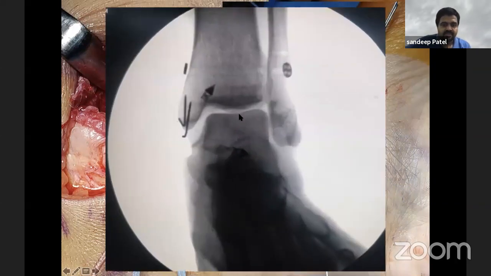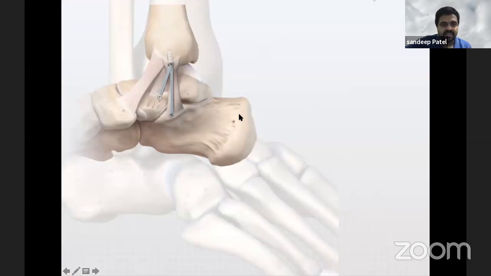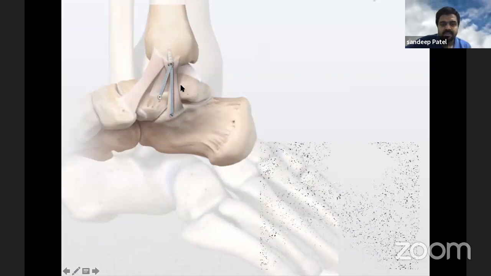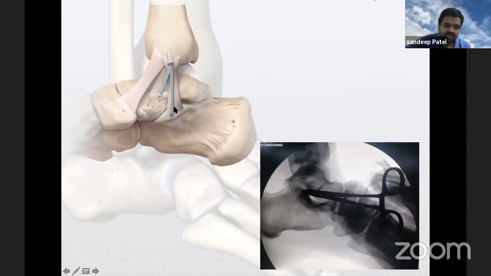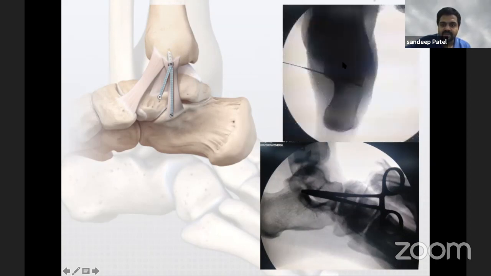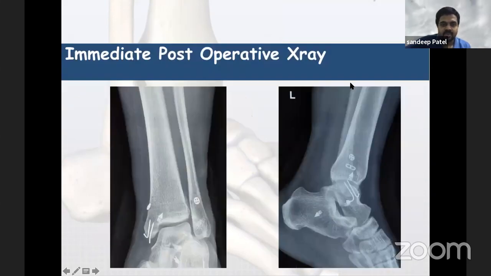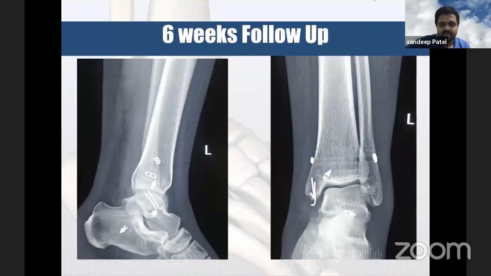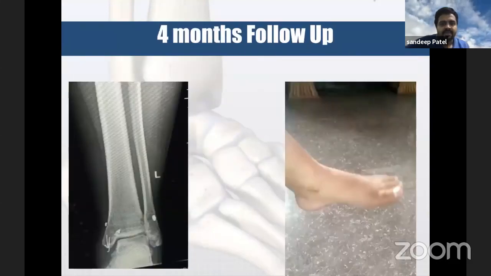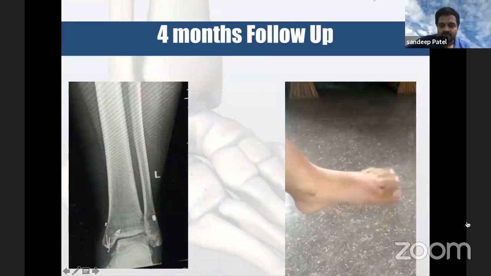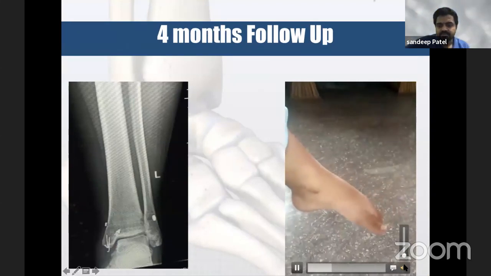And these are the final CT images after fixation. This was the construct which we achieved with the internal bracing concept. The toughest part is to identify the sustentaculum, but that becomes easier with some practice, and you can see the completely safe trajectory of the screw. This was the immediate post-operative X-ray of the same patient, this was the 6-week follow-up, and this was the 4-month follow-up with a good range of movement.